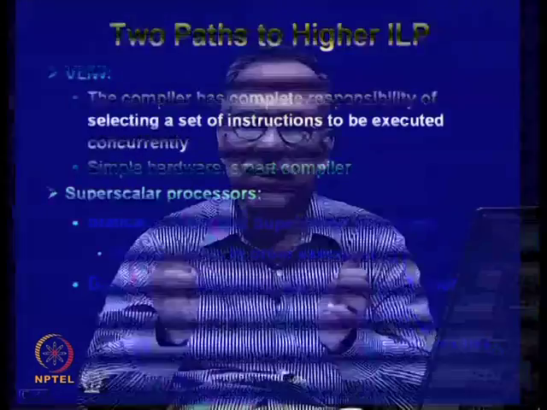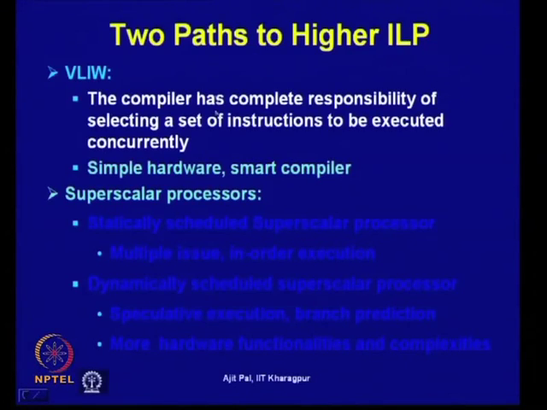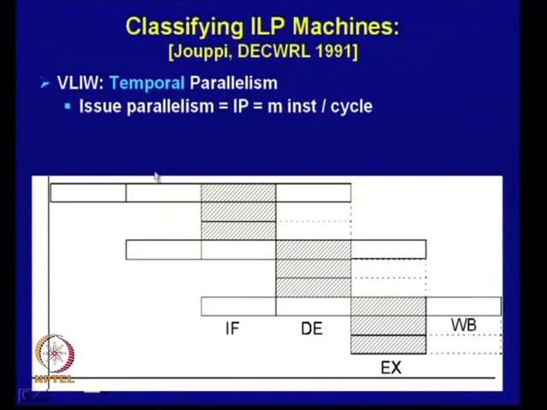That means the compiler has to analyze the instructions after fetching from the memory. They have to be kept in a buffer, then analyzed to identify which instructions can be issued in parallel, and the compiler will bundle several instructions together. We have already discussed this in detail in the last lecture. And another alternative is the superscalar processor that we shall discuss.